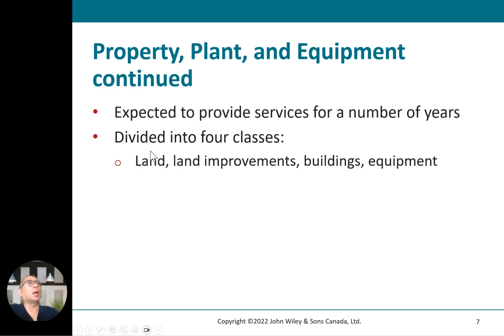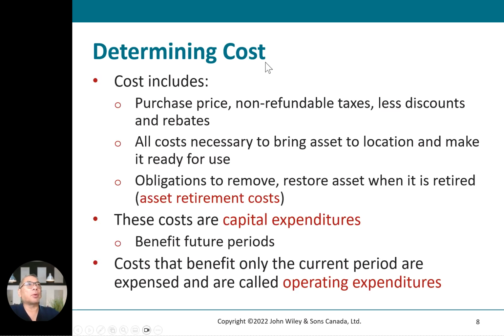We expect them to provide service for a number of years, divided into 4 classes: land, land improvements, building, and equipment. In terms of determining costs, include the purchase price, non-refundable taxes, less discounts and rebates, or costs necessary to bring the asset to its location and make it ready to use. Obligations to remove the asset when it is retired, such as asset retirement costs, are also included. This is a capital expenditure, with benefits for future periods. Costs that benefit only the current period are expenses, called operating expenditure.